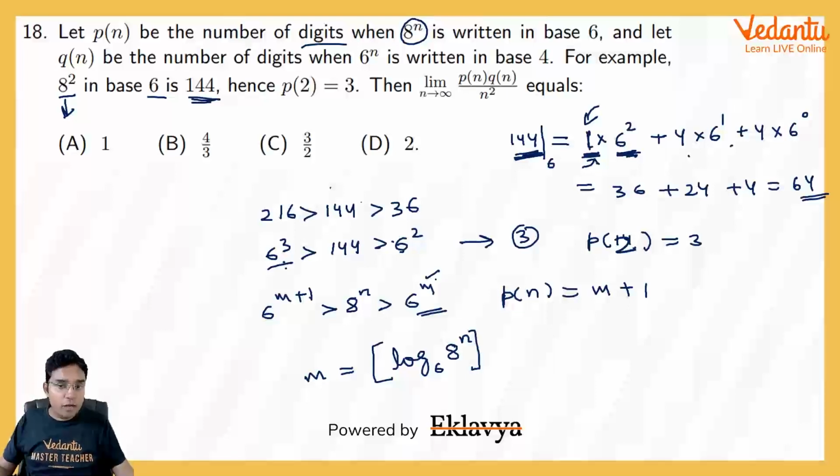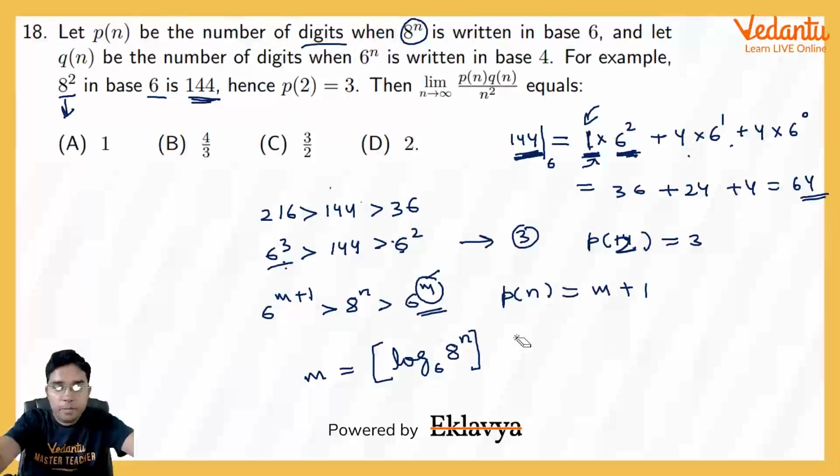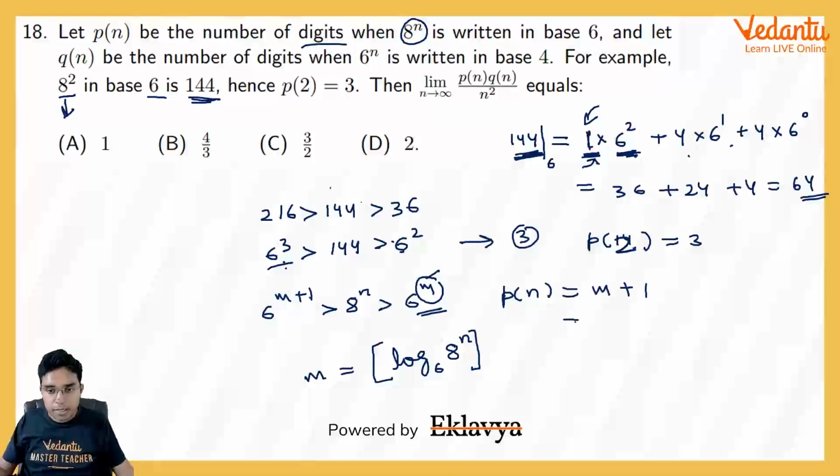What are we looking for? We are looking for that number m which, when 6 is raised to it, will give me a number that is slightly less than 8 power n. So that is what log is doing for us. So here m will be equal to the greatest integer part of log of 8 power n base 6. This is actually m, but if I have to find P of n, that will be the integer part of log of 8 power n to the base 6, plus 1.